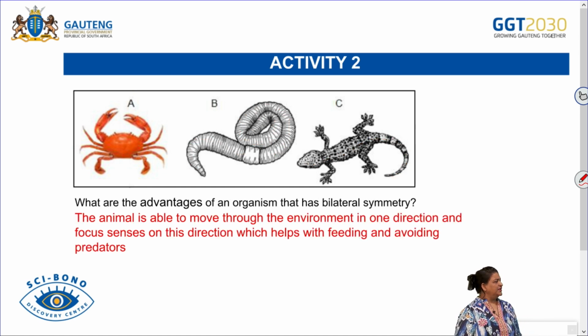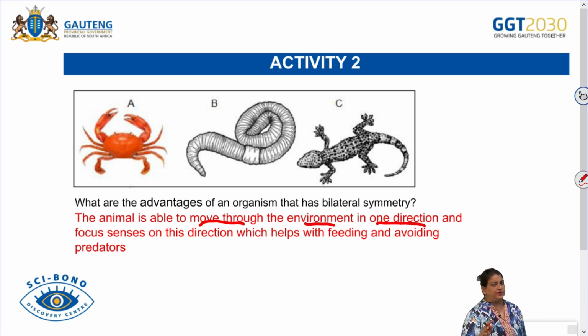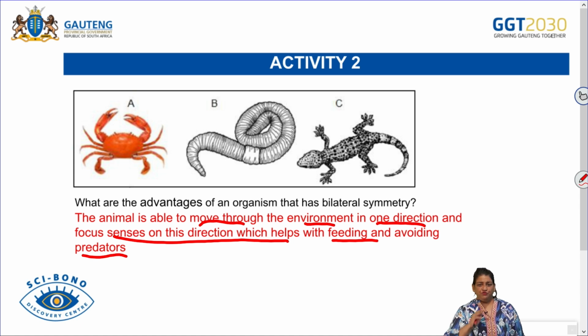Same picture again. What are the advantages of an organism that has bilateral symmetry? Because of cephalization, remember, a distinct front and back end, a proper through gut, the animals are able to move through the environment in one direction. You move forward, we don't move backwards, and focus the senses in that direction for feeding and avoiding predators. So if you are bilateral, number 1, you have cephalization, sense organs in the front, which allows you to move forward. It allows you to look for food. It allows you to detect danger.